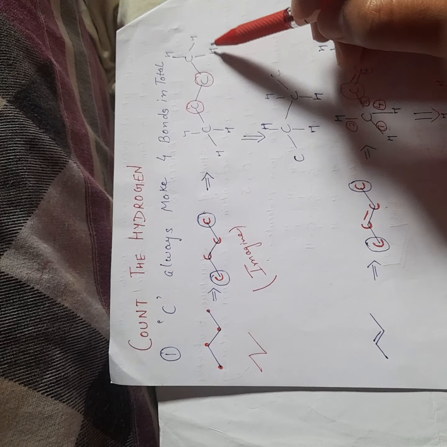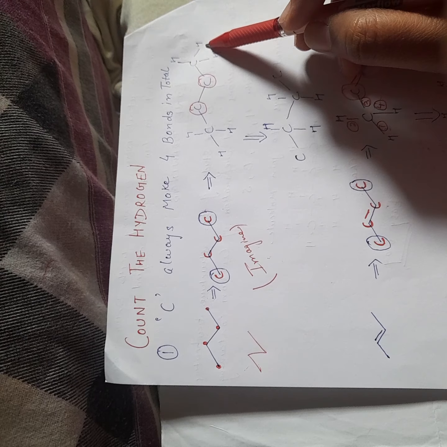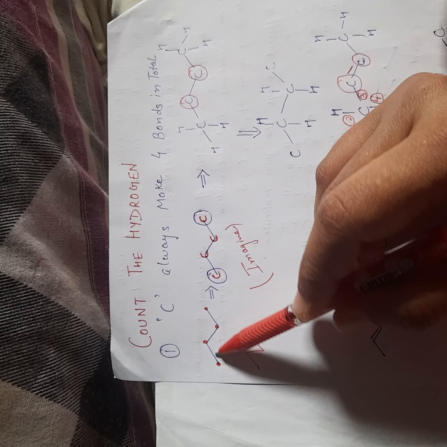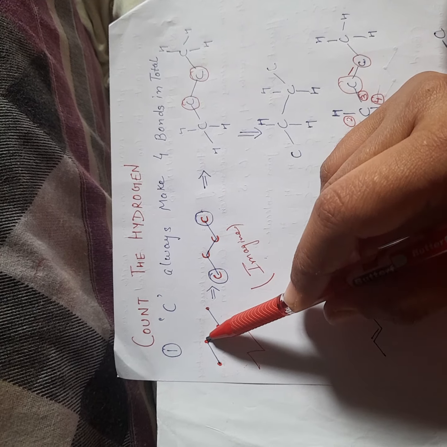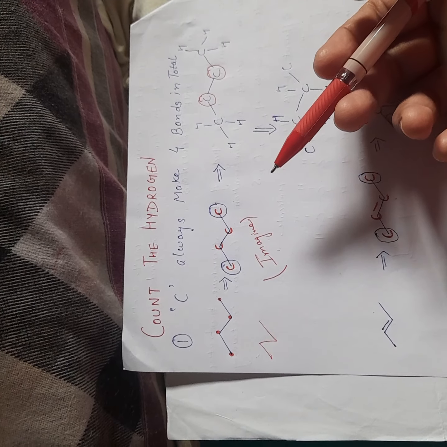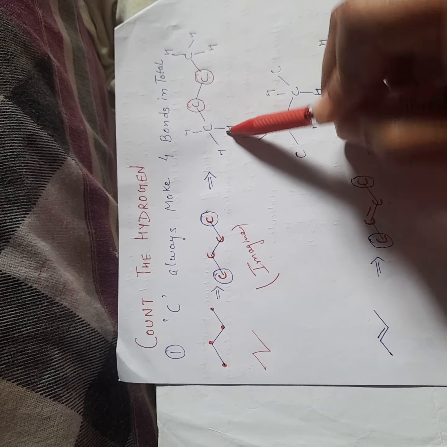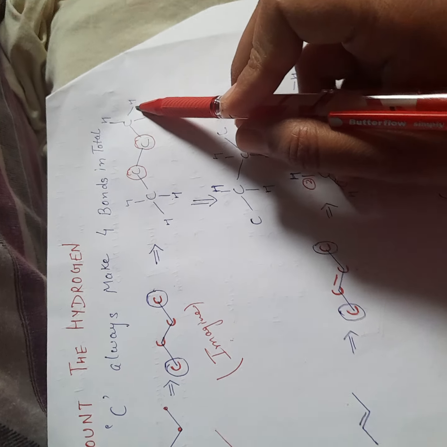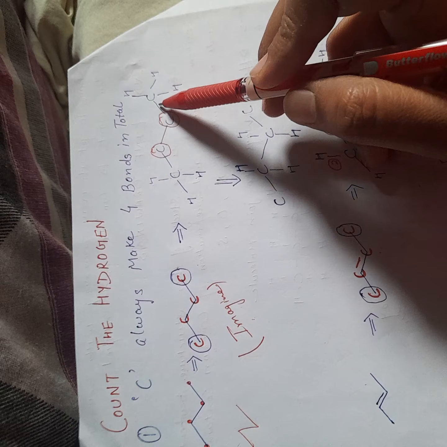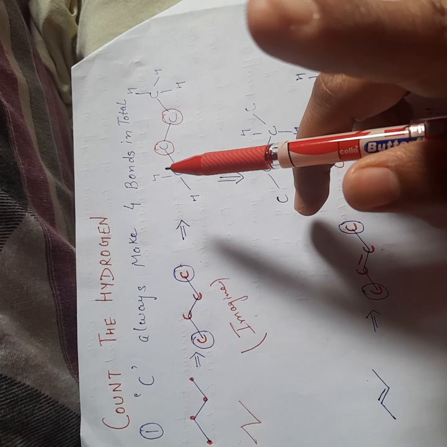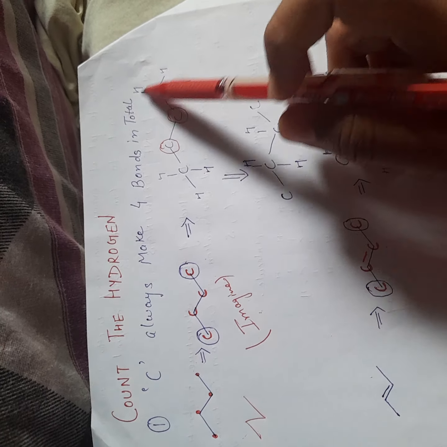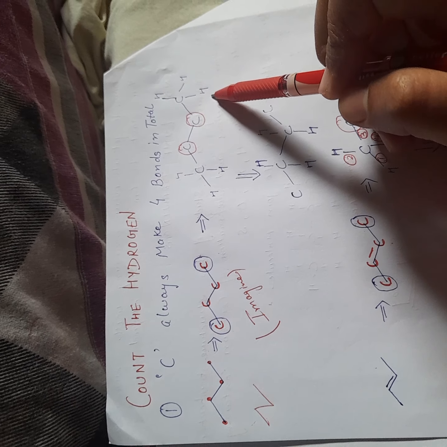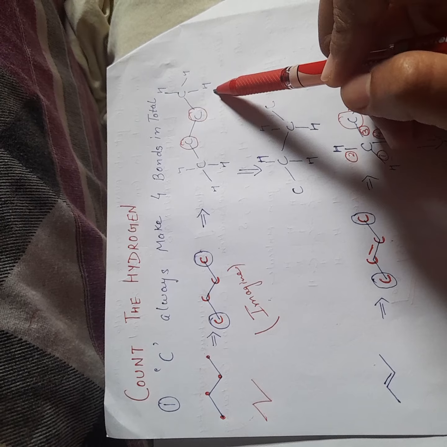So firstly we have to position the terminal carbons. Around a terminal carbon there is only one bond between carbon and carbon, so three bonds are remaining. These three bonds are with hydrogen. In a similar way, do the next terminal carbon atom. This bond is with this carbon, so one bond is already formed. We need three more bonds around that carbon, so these three bonds are with hydrogen.